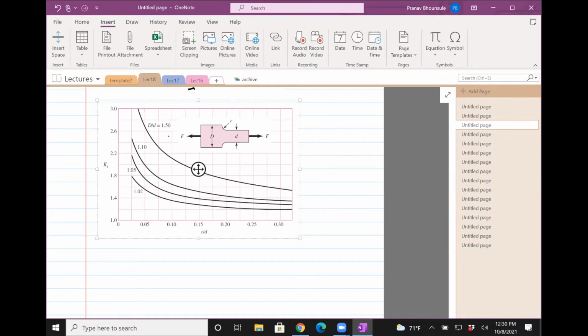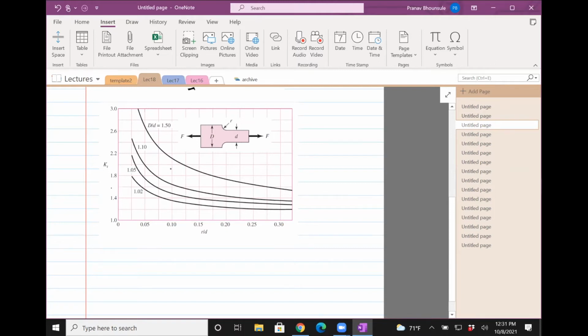Once you find that, and let's say it's 1.1, then you are going to be on this line for KT. Then you find the ratio of the fillet radius R divided by small d, and that will give you exactly where you want to place the dot, which gives you the KT, and then you can use that KT to find the stress.